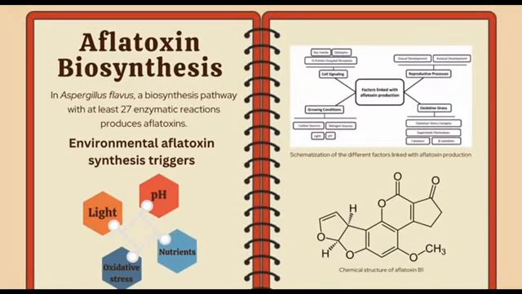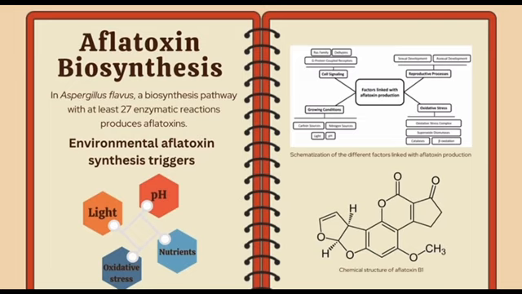As my colleague explained, aflatoxins are produced by Aspergillus flavus. I will be explaining the factors that activate the biosynthetic pathway. This pathway or process involves at least 27 different enzymatic reactions to finally produce aflatoxins. The production of this toxin can depend on environmental triggers that the fungus goes through, like light, pH, source of nutrients, and oxidative stress. All of these factors can activate different signaling pathways that change the fungus's expression of toxin-producing genes.